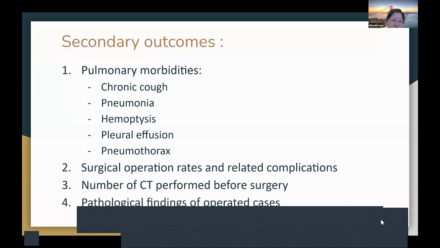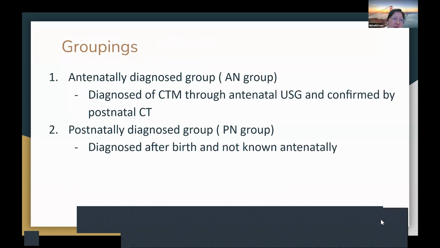For the secondary outcomes, we studied the pulmonary morbidities, including chronic cough, pneumonia, hemoptysis, pleural effusion, and pneumothorax, the surgical operation rates and related complications, the number of CTs performed before the surgery, and any pathological findings of the operated cases.